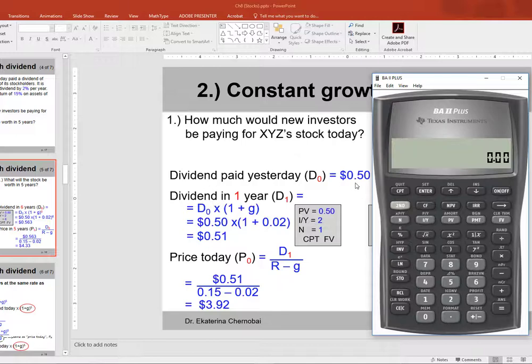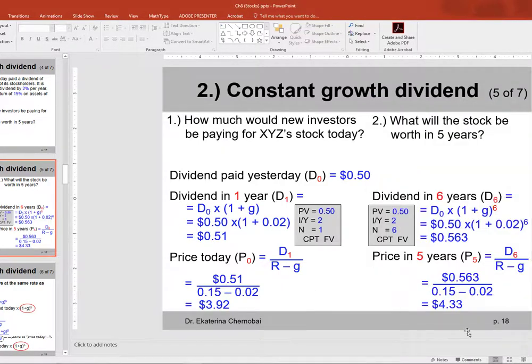So we know the dividend today, that's the present value, 50 cents, 0.5. Make it negative, plus-minus key, save as present value, press the PV button. We want to find the dividend in 1 year, so 1 N. And the dividend will increase by 2%. That's our rate of increase, 2 I/Y. And finally, compute FV, the future value, 51 cents, right?